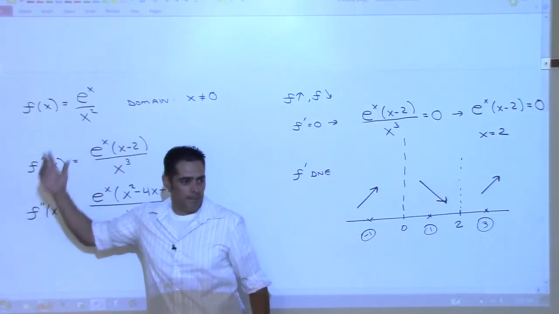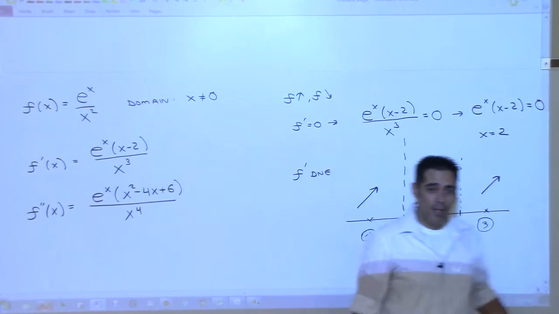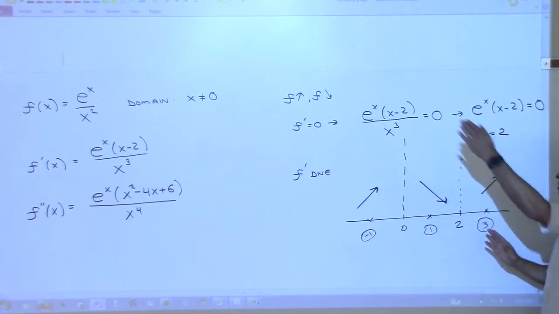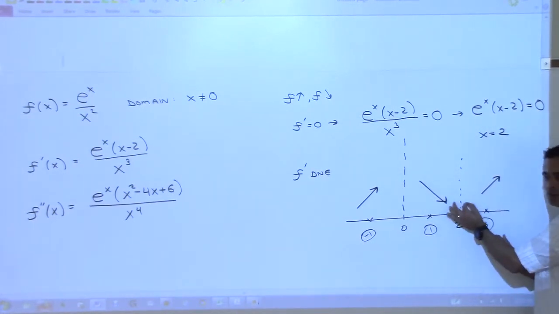All right? Now, do we have a local minimum? Yes. We go down, then up, and 2 is in the domain. So we know we have a point. When we plug 2 into that function, we have a point that will be the lowest point.